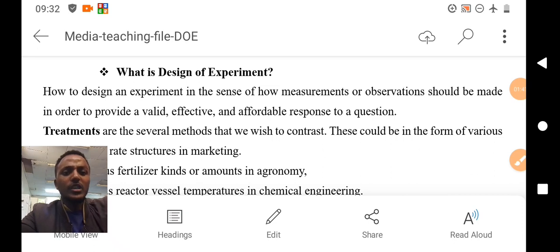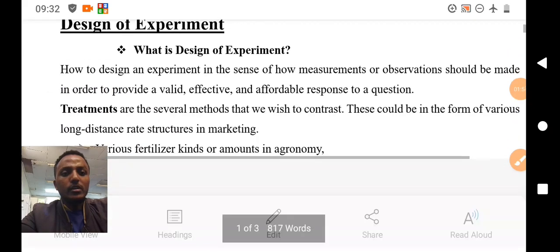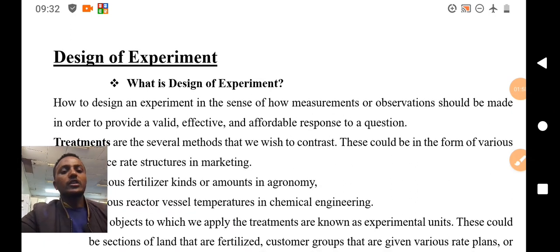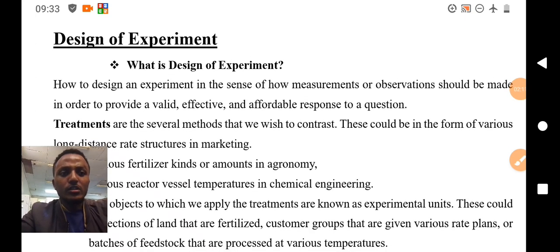Design of experiments basically deals with how to design an experiment. To design an experiment means to have good research in science fields. So I can start from design of experiment itself.